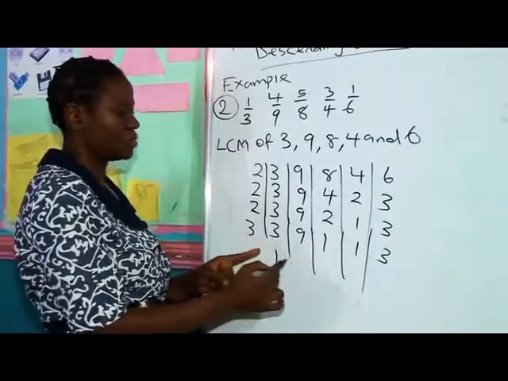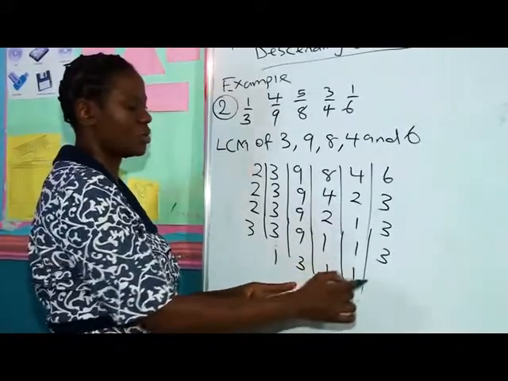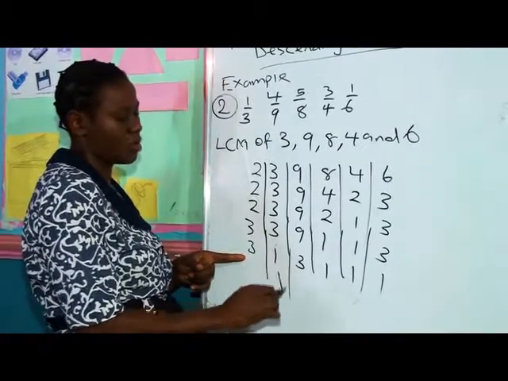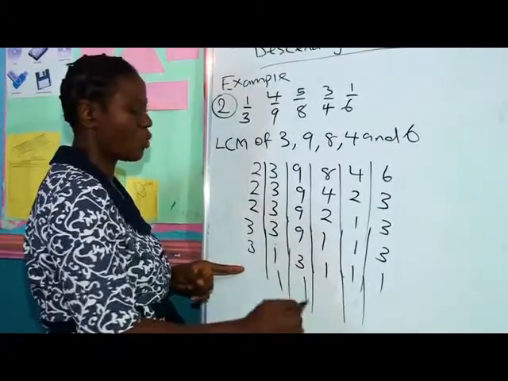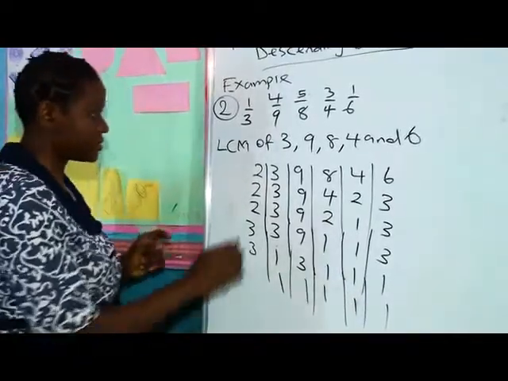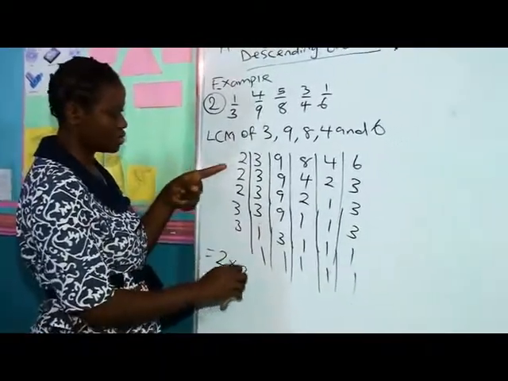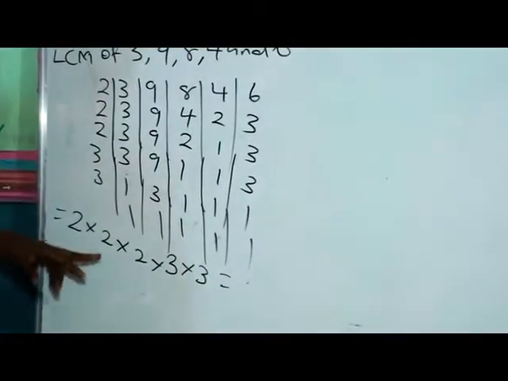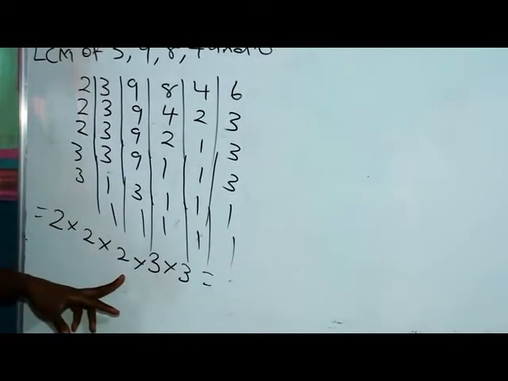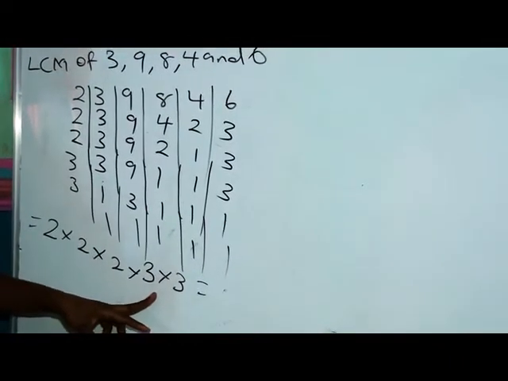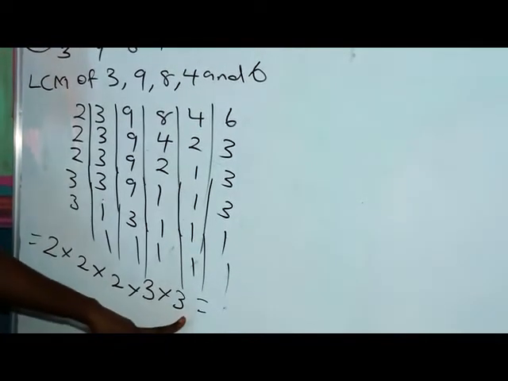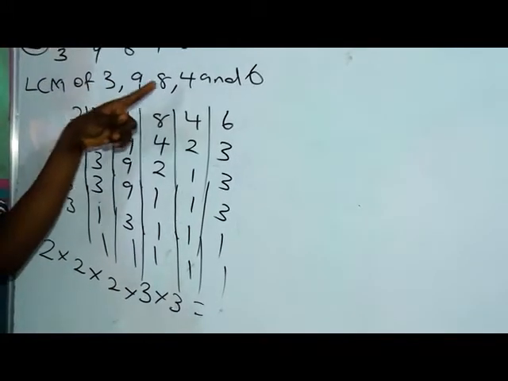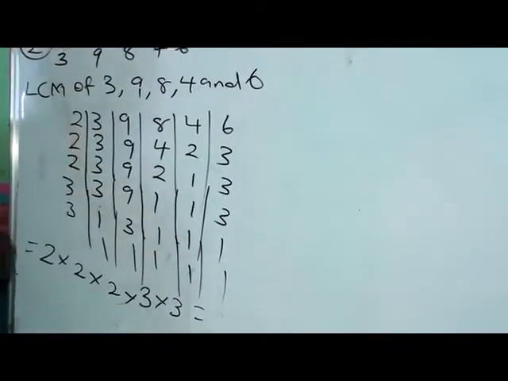3. Then 1, 3, 1, 1, 1. We still have 3, then 1, 1, 1, 1, 1. So the LCM is 2 times 2 times 2 times 3 times 3. 2 times 2 is 4. 4 times 2 is 8. 8 times 3 is 24. And 24 times 3 is 72. So the LCM of 3, 9, 8, 4, and 6 is 72.